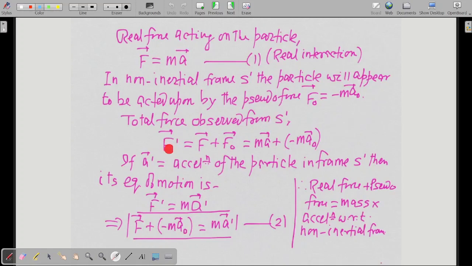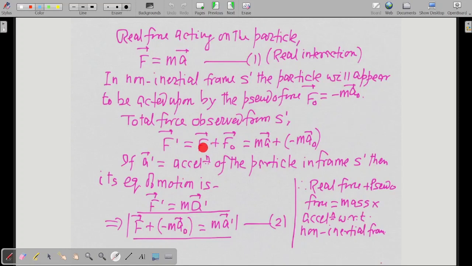Okay, so F prime, the force acting in non-inertial frame S prime, will be equal to F plus F naught. F means the real interaction and F naught means the pseudo interaction. So after you add these two interactions, you will get the resultant force, which is observed from S prime. This is not a real force observed. F prime is not a real force, it is the force which is being observed from S prime. Real force is only that force which is seen from the inertial frame perspective, but whatever force is seen from the non-inertial frame perspective, that force is not real. That is actually a combination of real and pseudo force.